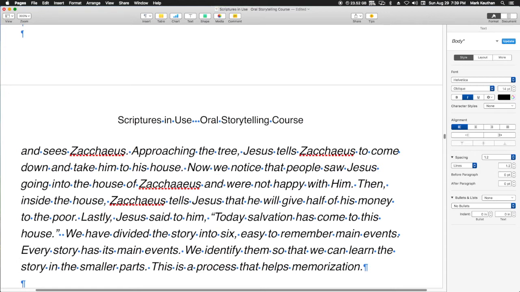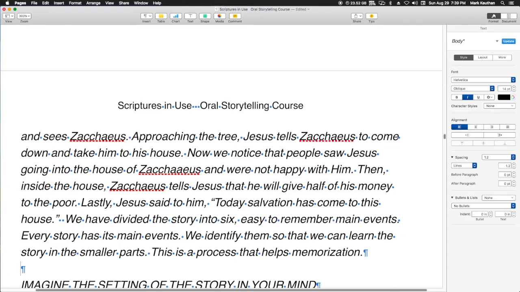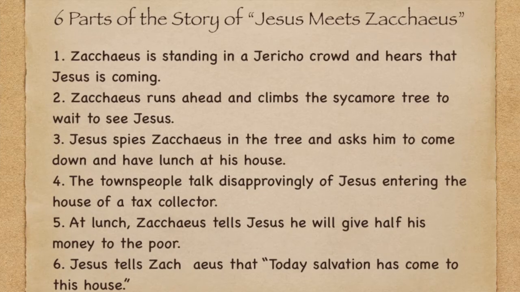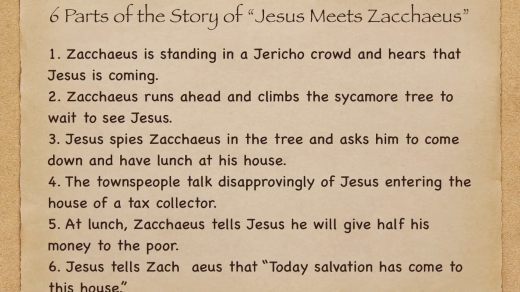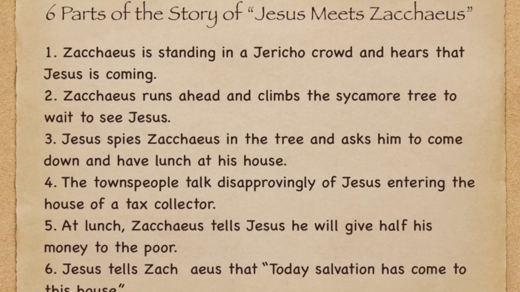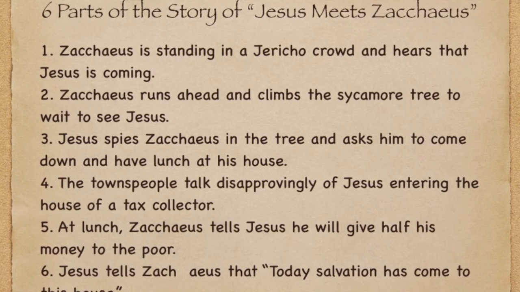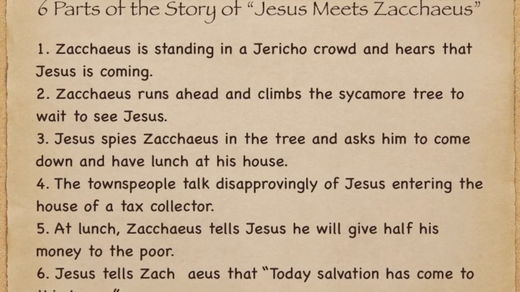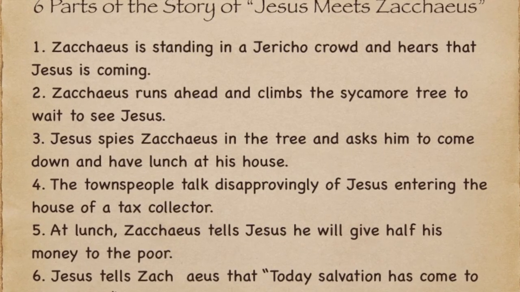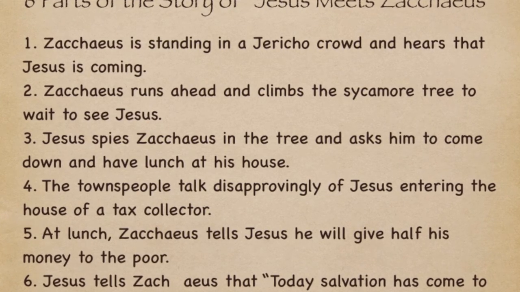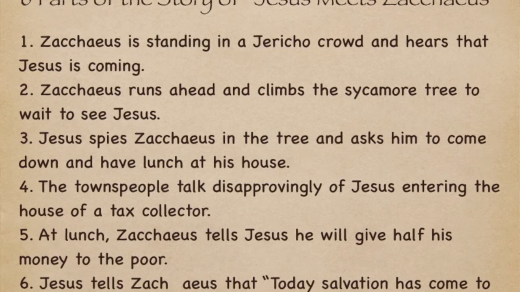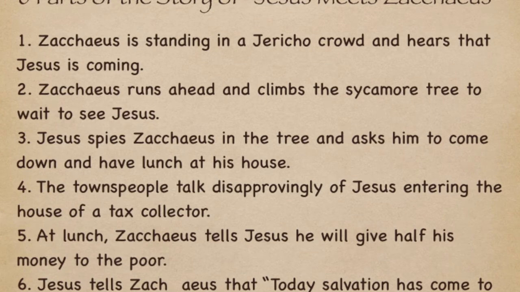So, to extend the example here, we've divided this story into 6 easy to remember main events. And if we listed them out, you could see what those 6 parts are right there. And all you have to do, as you're learning this story, is think to yourself, okay, the next part is Jesus tells Zacchaeus to come down and take him to his house. There we go. That's a part. And so you just have to remember that. Not memorize that line, but remember that's what comes next.